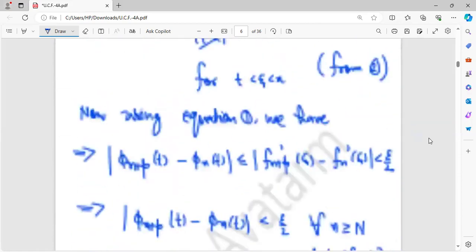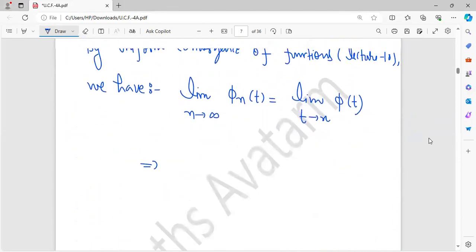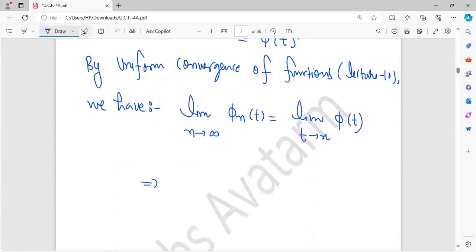Okay. So by that result, lecture 10 number 10, we have here f n dash x. Okay. So what is this? This is converging uniformly to g x. So pointwise it converges to g x. Okay. So what is this?